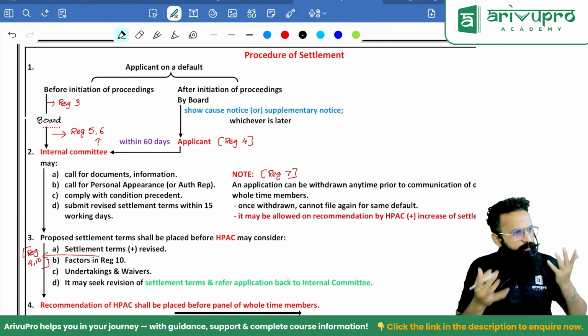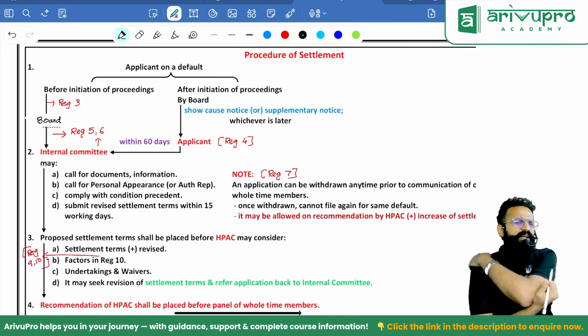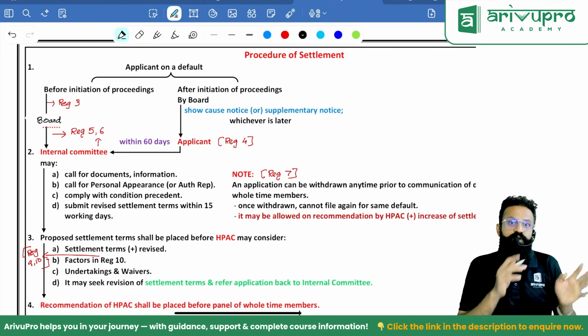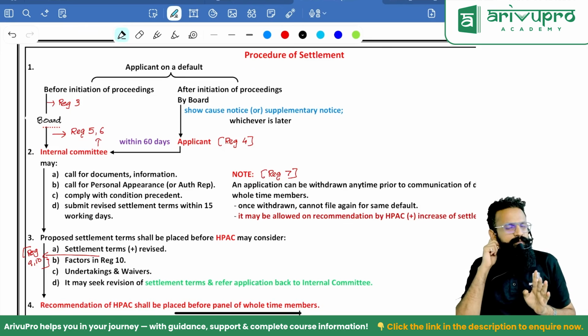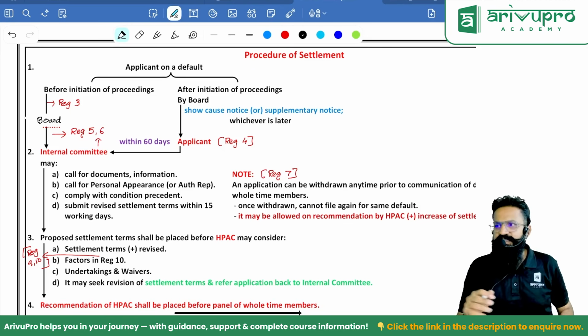Nothing is given. Compounding is when SAT or any special court takes it up, and you go and settle the matter directly with them. We do not have much detail with regards to that. But whatever we are going to discuss further will be completely with regards to the settlement. Now how does the settlement happen?